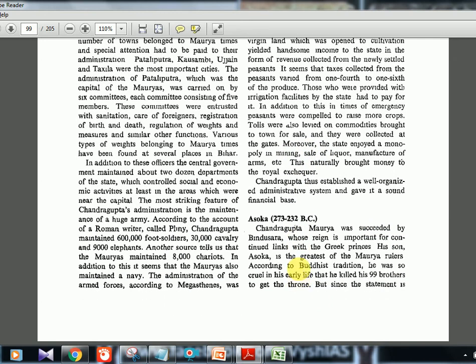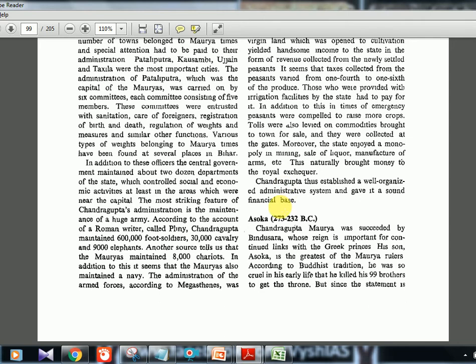Okay. The state enjoyed a monopoly in mining, sale of liquor, and manufacture of arms. So all these things were reserved for the government. Nobody else could start this kind of business. Okay, mining, liquor or arms. This naturally brought money to the royal exchequer. Okay, Chandragupta thus established a well-organized administrative system and gave it a sound financial base. So that is how the Mauryan Empire became such a huge kingdom after the Nandas or the Magadhas.